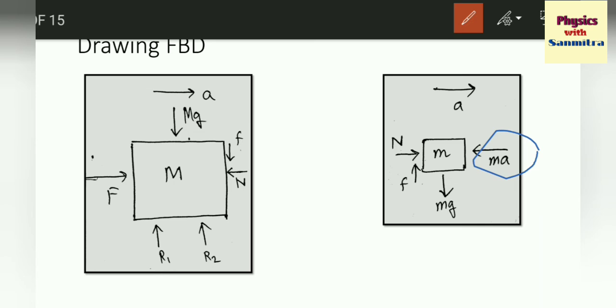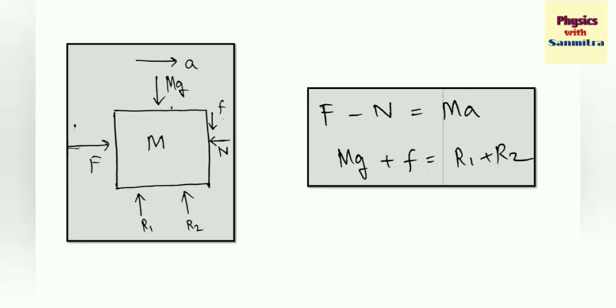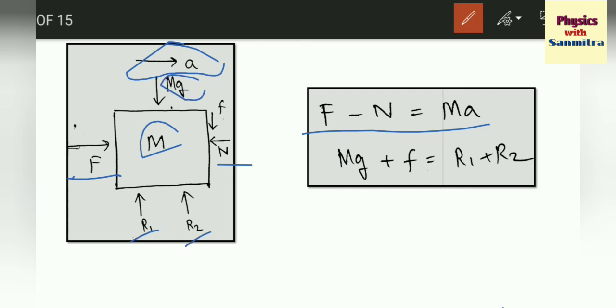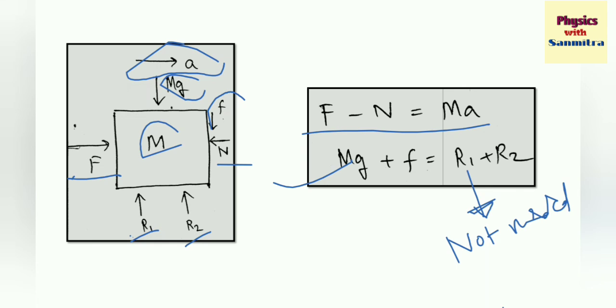Now let's write the equation. This is the first free body diagram. In the x direction, F minus N is equal to capital M into a. Now mg plus f is R1 plus R2. This equation is not needed, and I will tell you why. We wrote F minus N equal to M into a just for the sake of completeness.